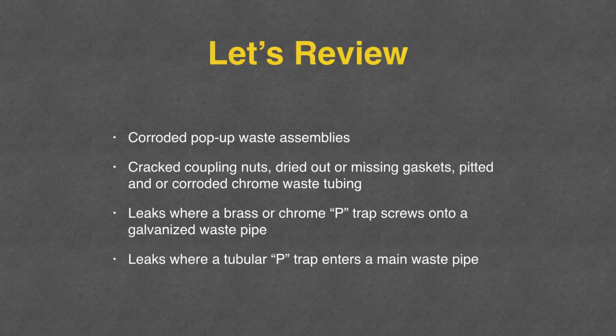Let's review. We looked at corroded pop-up waste assemblies. We checked out cracked coupling nuts, dried out or missing gaskets, pitted and/or corroded chrome waste tubing. We also looked at leaks where the brass or chrome P-trap screws onto the galvanized waste pipe. Folks, with brass traps and galvanized pipe, we get a chemical reaction and that galvanized pipe does start to rot and blister over time. And we also checked out leaks where the tubular P-traps enter the main waste pipe coming out of the back of the cabinet vanity or either the back of your pedestal basin.